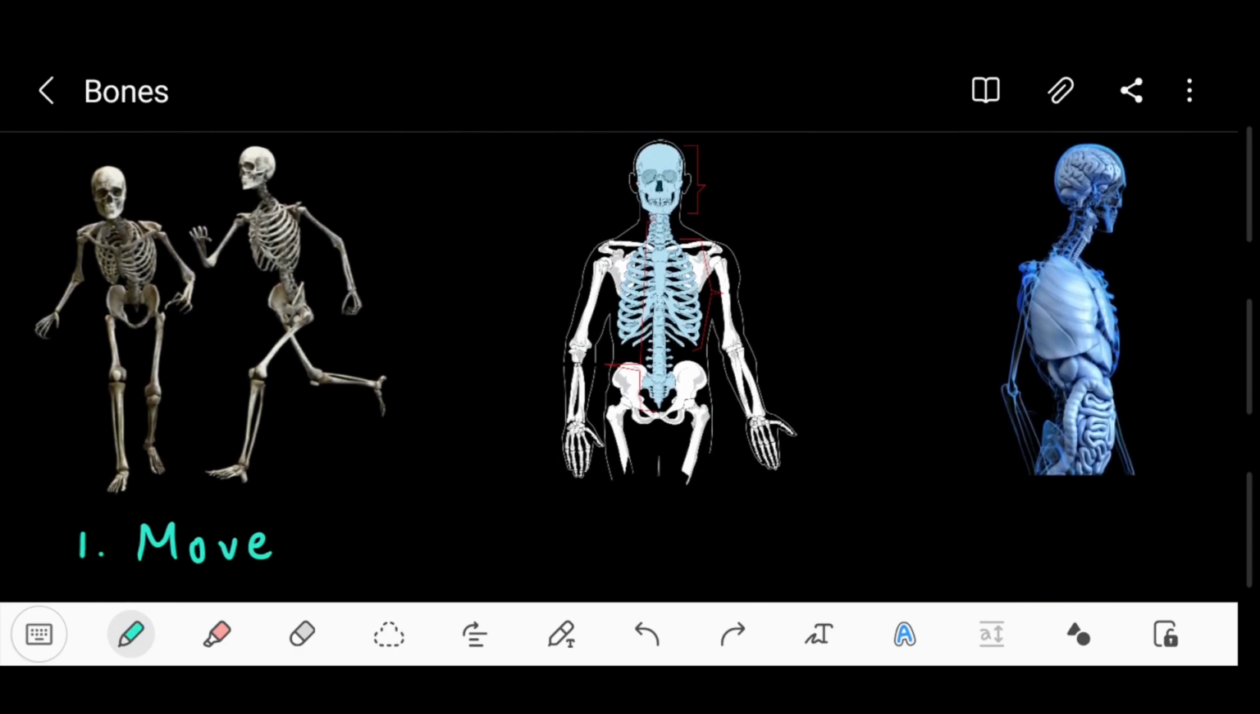The first function of the skeleton is that it helps us to move. In fact, bones work along with muscles to help us to move. That is why in the previous picture, I included a skeleton along with the muscles. The second function of the skeleton is that it supports our body. Without it, you would look like a jelly flop. Would you like to look like this?